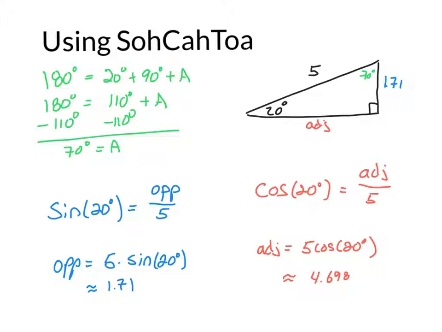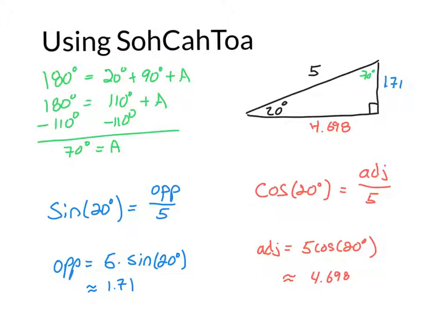Let's clean this up. Hold on a sec. All right, so we had a technical difficulty with the eraser. So we clean this up, and I can see that if I put 4.698 in here, I can get all the information from my triangle.